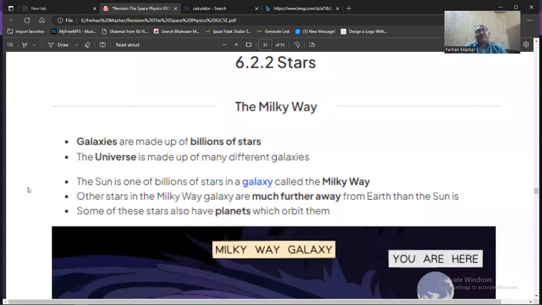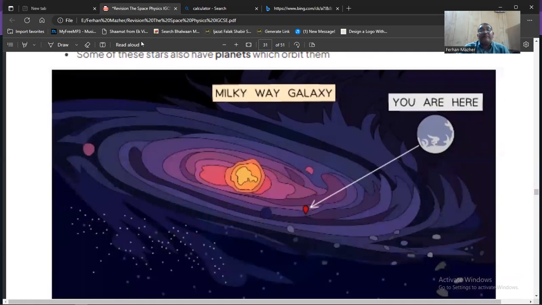So stars, the first thing which we are going to study is the Milky Way. Galaxies are made up of billions of stars. The universe is made up of many different galaxies. The sun is one of billions of stars in a galaxy called the Milky Way. Other stars in the Milky Way galaxy are much further away from Earth than the sun is. Some of these stars also have planets which orbit them.